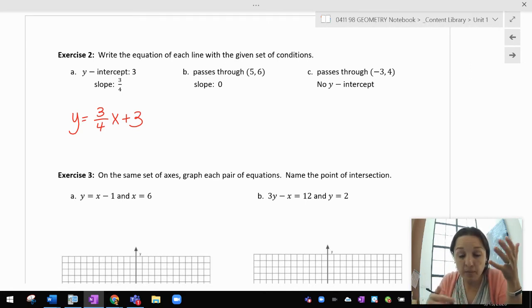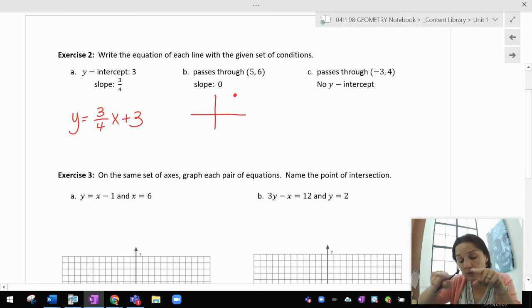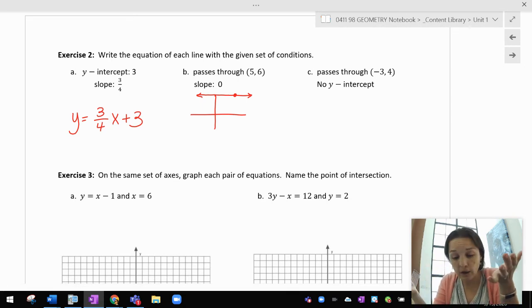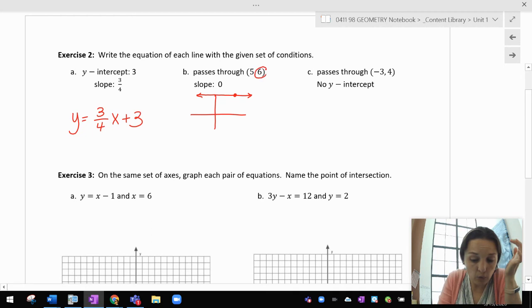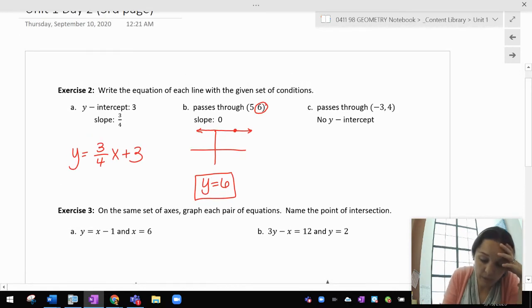If it's me, I'm going to sketch a picture and say, okay, passes through 5, 6. That would be up here. Slope is 0. 0 slope is a horizontal line. Horizontal lines have a slope of 0. So I want this horizontal line. And we just got through saying horizontal lines have a y equals a number kind of equation. Well, what does y equal? It equals 6. So that would just be y equals 6.